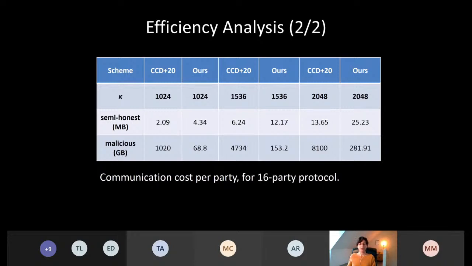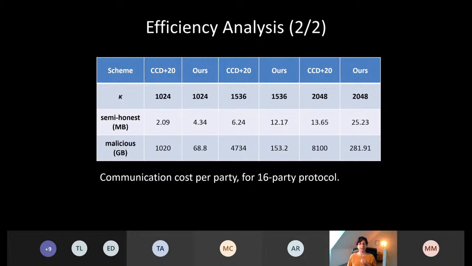Then we did the same kind of experiment for 16 parties. Here we see that for the semi-honest execution, the protocol of Chen and others is actually more efficient than ours. While again, for malicious security, we perform better even for the 16-party case, up to a factor of 30 or so.